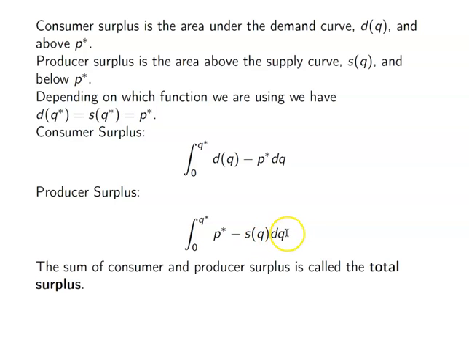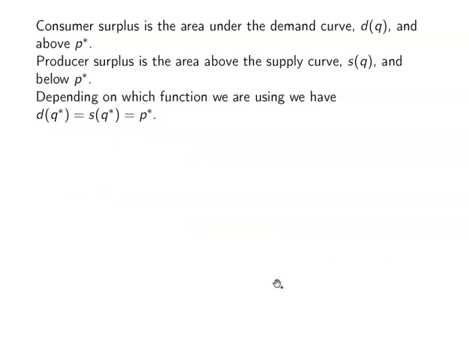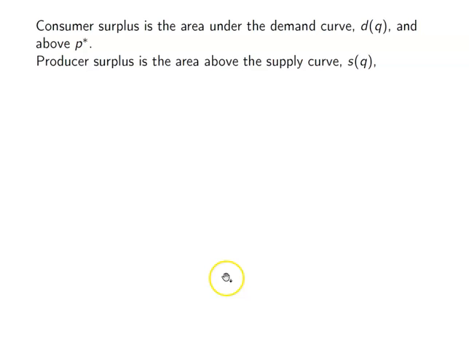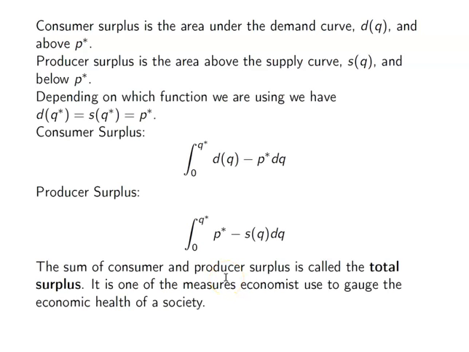Demand Q is for quantity of things bought. The sum of consumer and producer surplus is called the total surplus. So the total surplus is this entire area between the red curve and the blue curve. This entire consumer surplus and the producer surplus together is the total surplus. It is one of the measures that economists use to gauge the economic health of a society, or of a market.